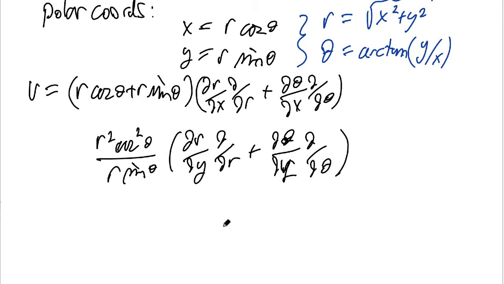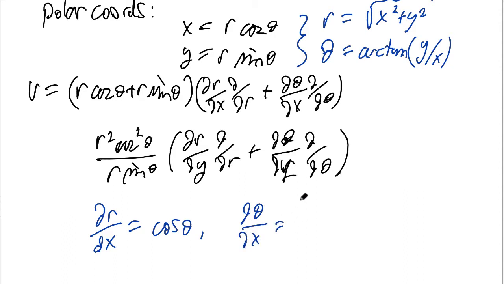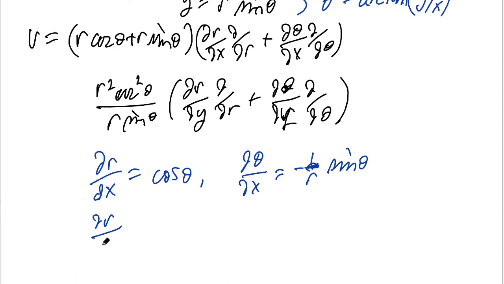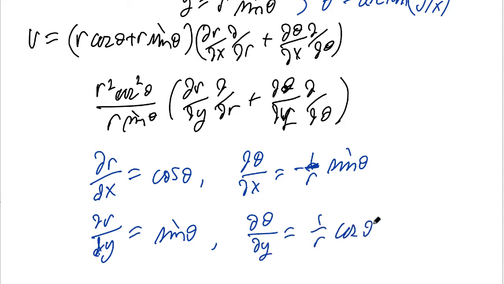All right, the results of those calculations are dr dx is equal to cosine theta, d theta dx is minus 1 over r times sine theta, dr dy is equal to sine theta, and d theta dy is equal to 1 over r cosine theta. Now we can insert those results in for these factors.